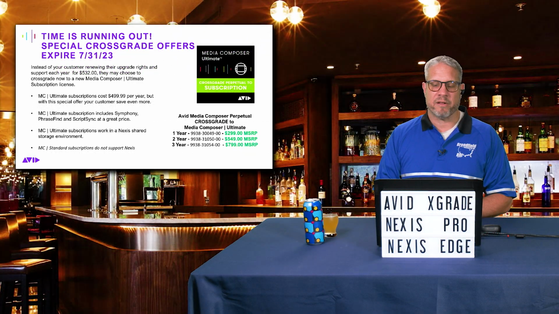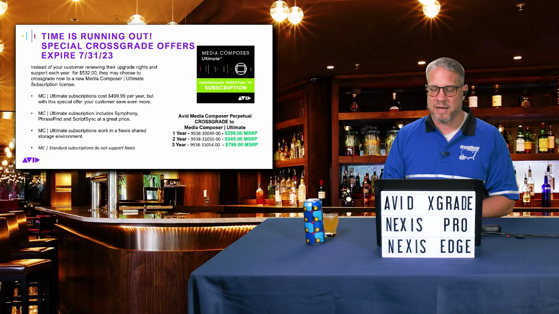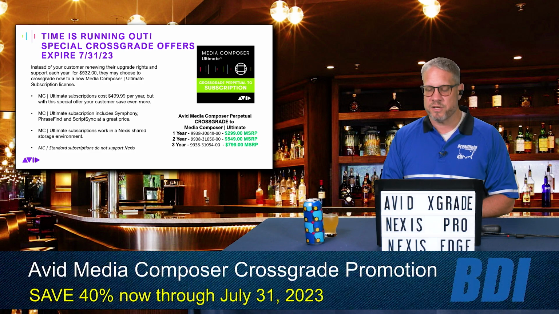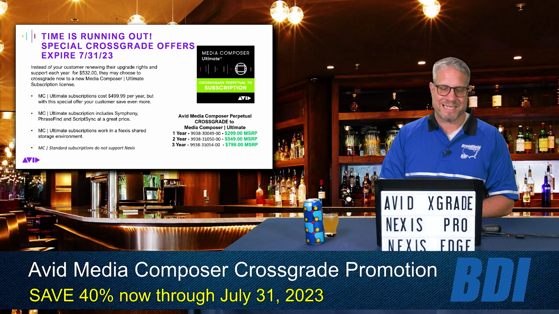Again, the time is running out. These special crossgrades expire July 31st. The 1-year crossgrade is $299, the 2-year crossgrade at $549, and the 3-year at $799. Take advantage of these today.